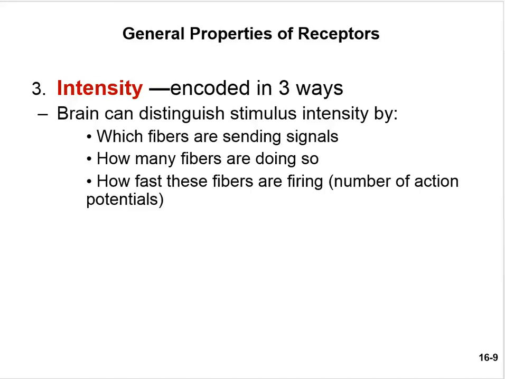So for intensity, the brain can distinguish stimulus intensity by which fibers are actually sending the signals, how many fibers are doing so, and then how fast the fibers are firing, aka the number of action potentials per unit time.